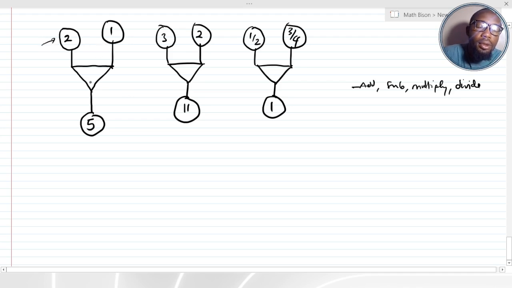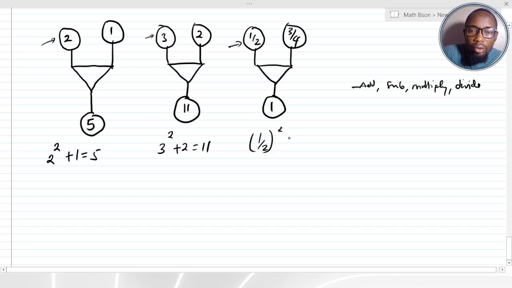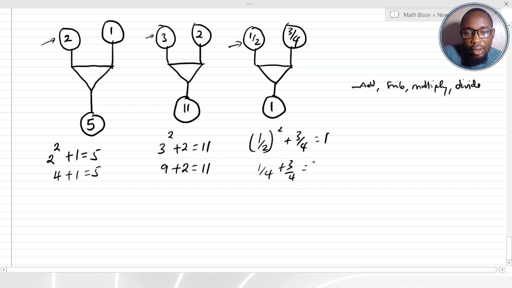Here, the square of this is 4. And I can see automatically that 4 plus 1 gives me 5. The square of this, 3, will give us 9. 9 plus 2 gives us 11. The square of this gives us 1 over 4. And 1 over 4 plus 3 over 4 should give us 1. Okay, let's try. 2 squared plus 1 should give us 5. 3 squared plus 2 should give us 11. 1 over 2 squared plus 3 over 4 should give us 1. And it is true because here is 4 plus 1, and you have 5. Here is 3 squared, which is 9 plus 2, and you have 11. In this case, we have 1 over 4 plus 3 over 4, and you have 4 over 4, which is equal to 1.